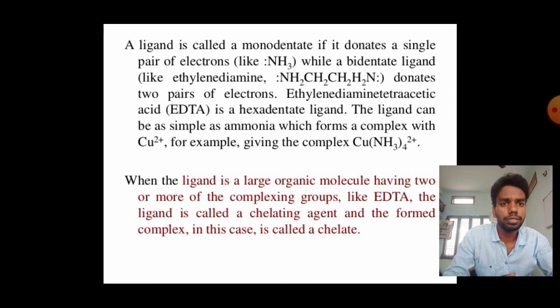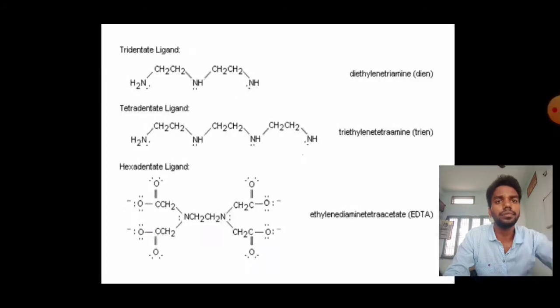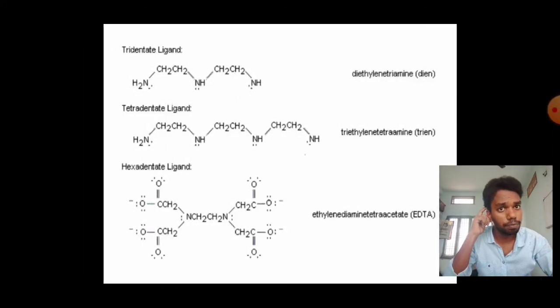Okay, so these complexes and these ligands are called chelating agents. That means those ligands forming ring type structures with the metal ions are called chelating agents, and those complexes are called chelates, right? Now I am giving here a few examples.